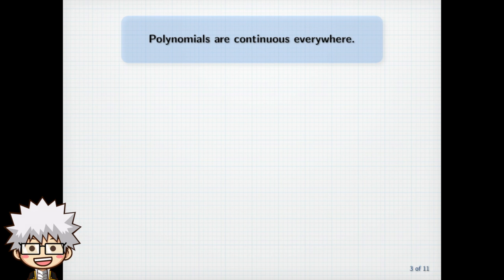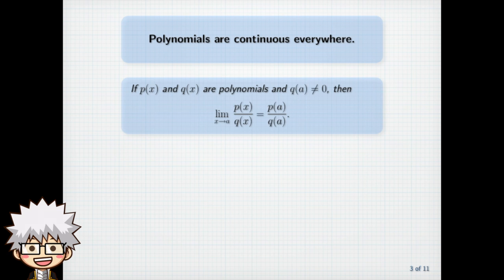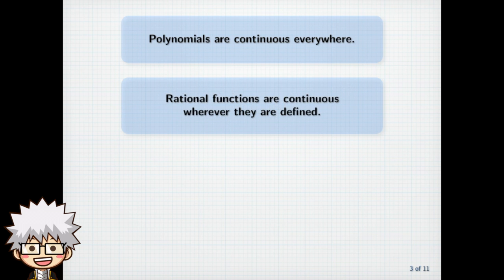Also recall that if p of x and q of x are polynomials, and q of a is not 0, then the limit as x approaches a of the rational function p of x divided by q of x is equal to p of a divided by q of a. In other words, limit equals value for any rational function and any a where q of a is not 0. We can state this in terms of continuity as follows. Rational functions are continuous wherever they are defined.